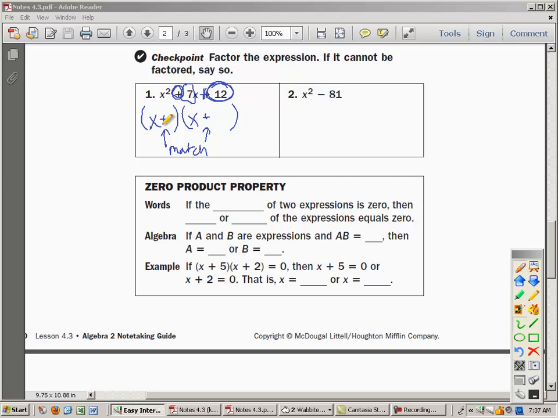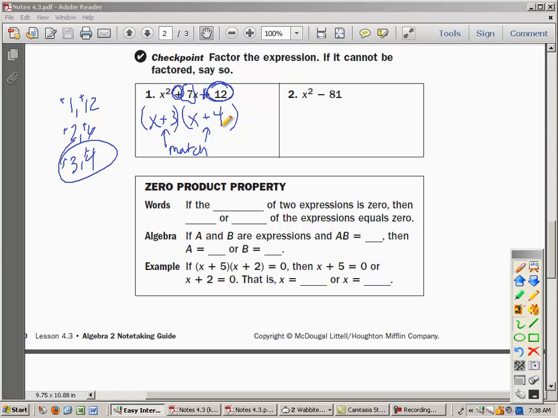Now let's think about factors of 12. You've got 1 and 12, 2 and 6, 3 and 4. Again, when they're both positives, which one of those products is going to give us 12 but then add to 7? Well, that's 3 and 4, so we're going to make that x plus 3 times x plus 4.